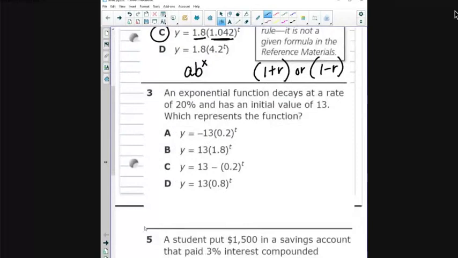Let's move on to the next problem, number 3. An exponential function decays at a rate of 20% and has an initial value of 13. Which represents the function? There's a couple of clues here. It says that it's a decay. Here's your rate and the initial amount. So on your own, look at the answer choices and decide which one would be correct.